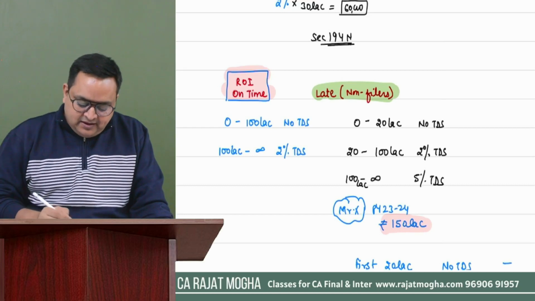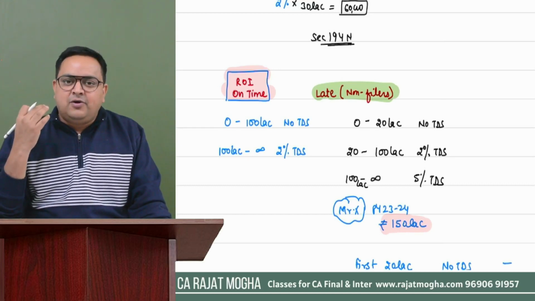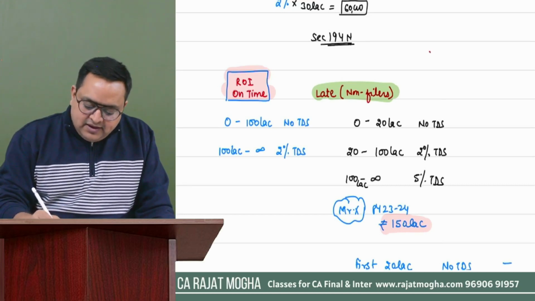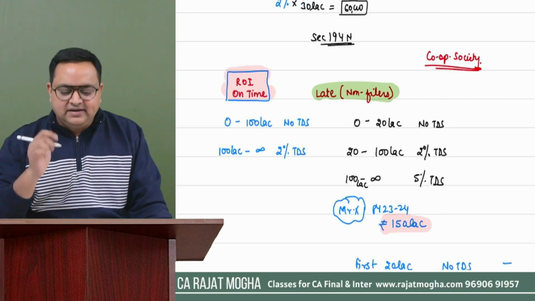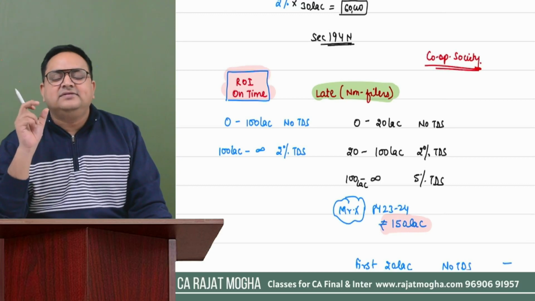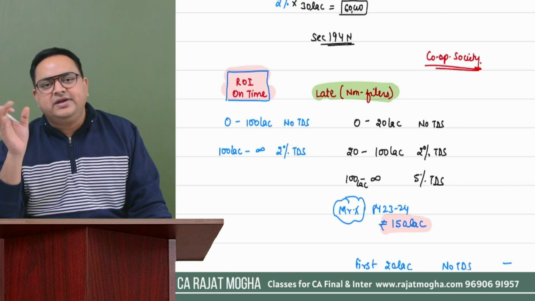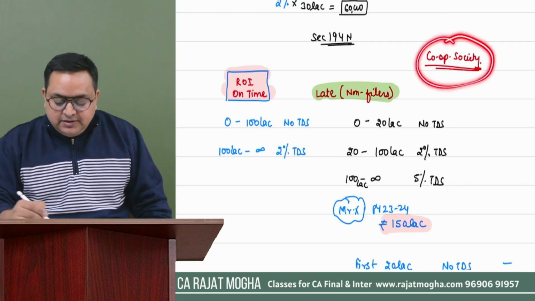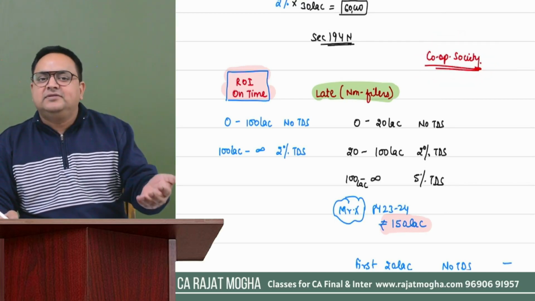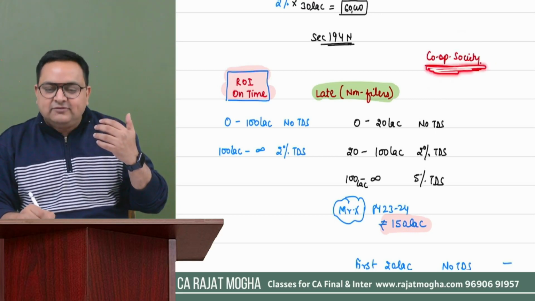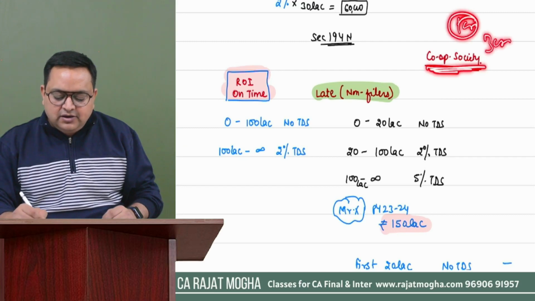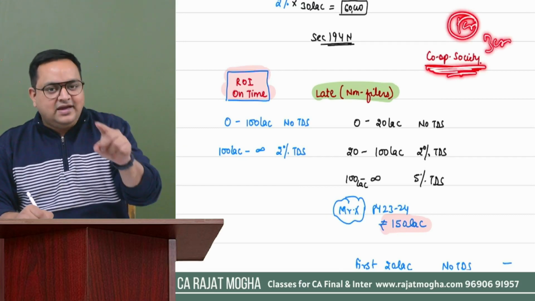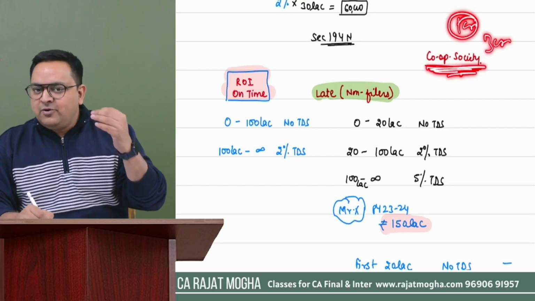It says that if the person who is withdrawing the amount is a cooperative society, in that case we are increasing the limit of 1 crore to 3 crores. So the 1 crore limit is increased to a 3 crore limit only in case the person who is withdrawing the amount is a cooperative society.